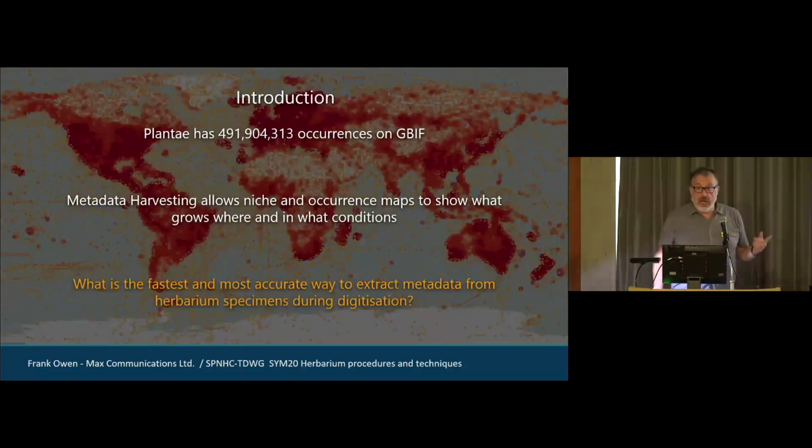So these are the drivers, obviously. We're doing Kew at the moment. They've got 7.5 million specimens or 8.5 million images, I think. But there are 491, last time I looked, 491 million occurrences on GBIF, which in the Herbarium all need digitising, I presume. And we need that, making these occurrence maps, you can see what grows where, when. These are the big drivers. So the key question is, what's the fastest and most accurate way to extract metadata from herbarium specimens?